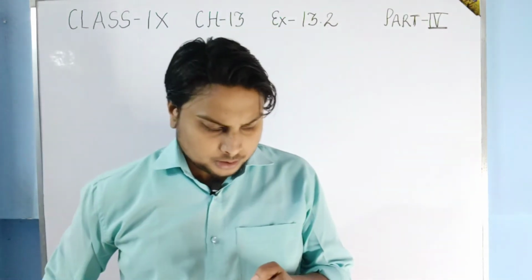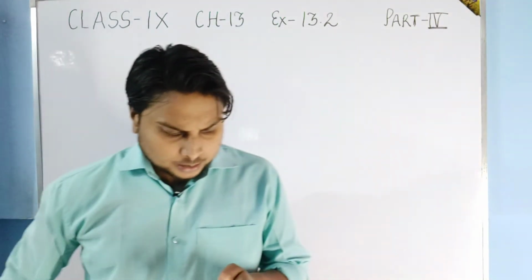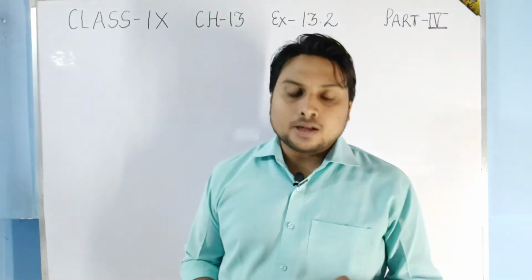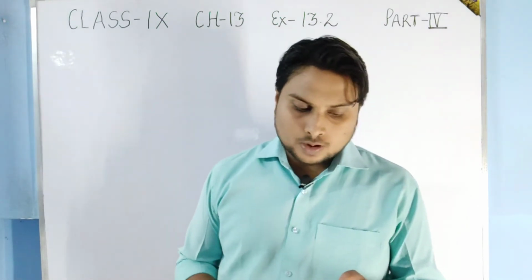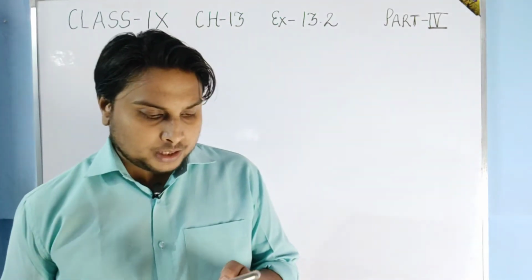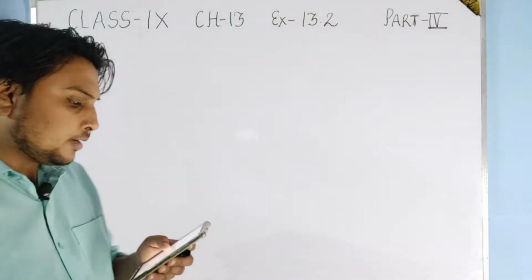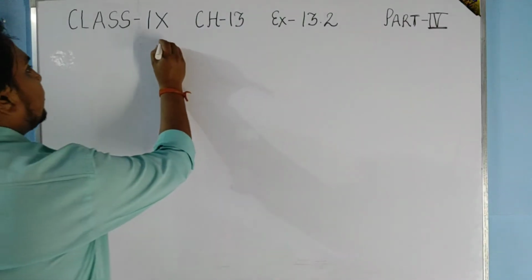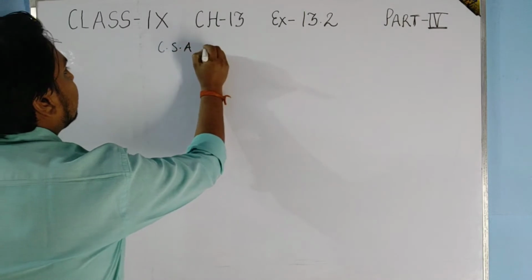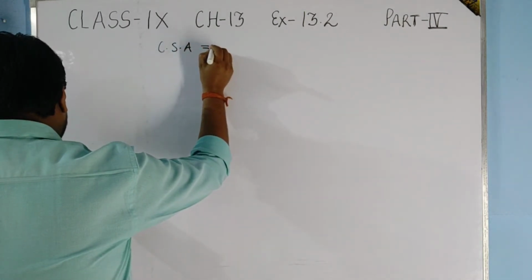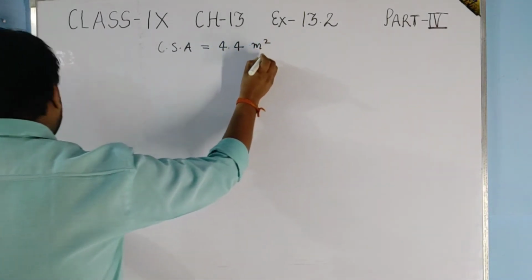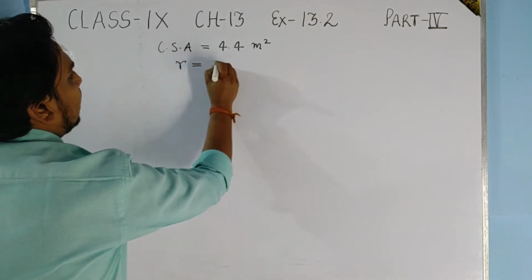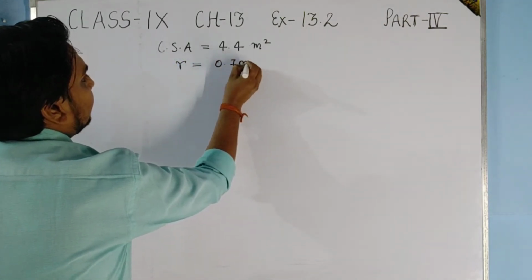Coming to question number 6. The question 6 is what? Curved surface area of a right circular cylinder is 4.4 meter square. If the radius of the base of the cylinder is 0.7 meter, find its height. So you know very well, students, curved surface area is given, 4.4 meter square, and the radius of the base is given, r is 0.7 meter.